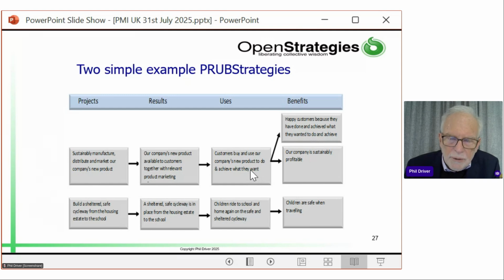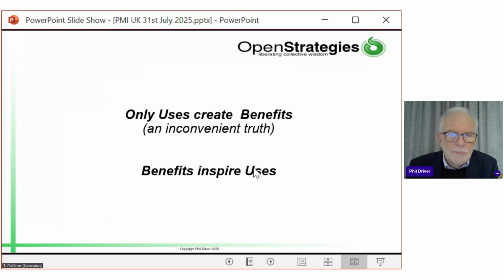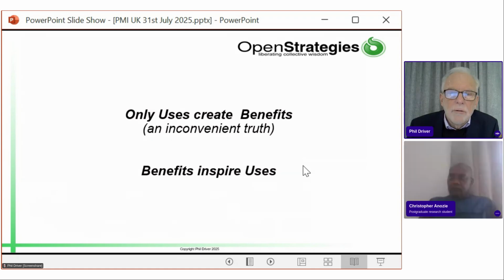And as project managers, we can certainly influence the users. I don't believe we can control the users or deliver outcomes, or that we can realize benefits either. So this is quite a challenge to traditional thinking. This is what PRUB-Logic led us to: only users create benefits, which is kind of awkward and inconvenient. Certainly benefits inspire users and results enable users, but only users create benefits.